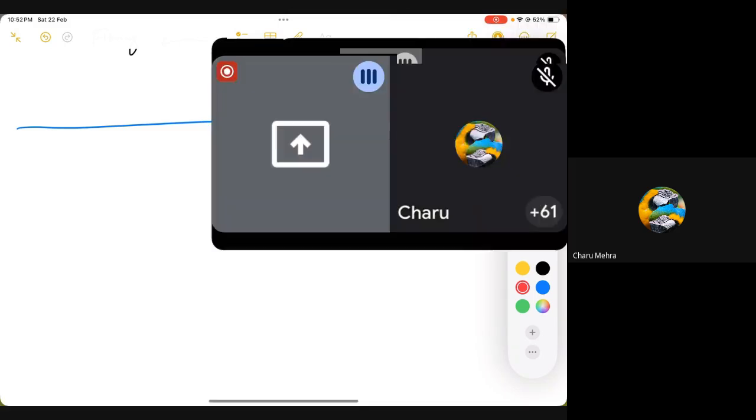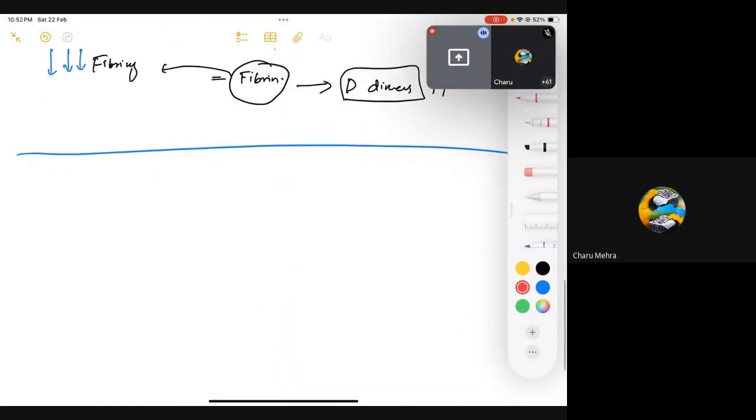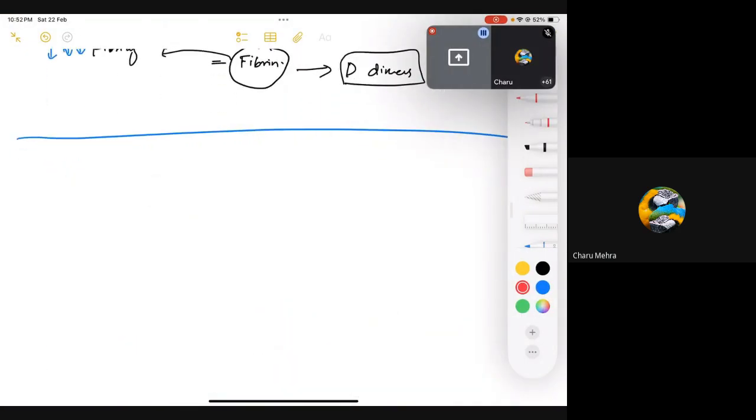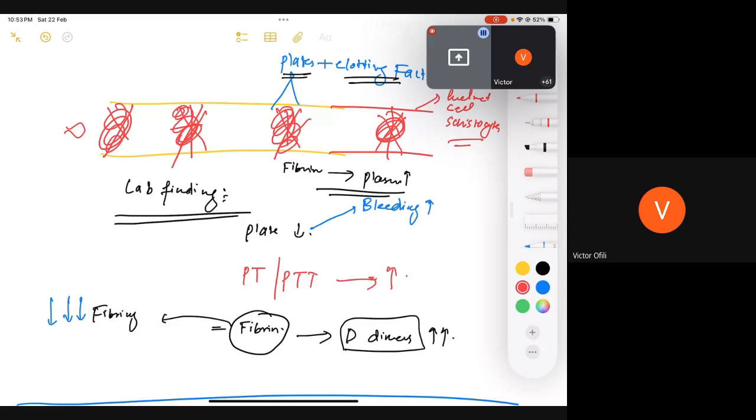Okay, so let me just pick someone. Dr. Victor, what do you think? Just tell me one cause of this pathology. What led to overactivation or exaggerated activation of both your platelets and coagulation factors? Something related to it. Okay, the question is, here in DIC, what happened? We discussed that we have exaggerated activation of both primary and secondary hemostasis. Can you tell me a single cause which you know that leads to this condition?